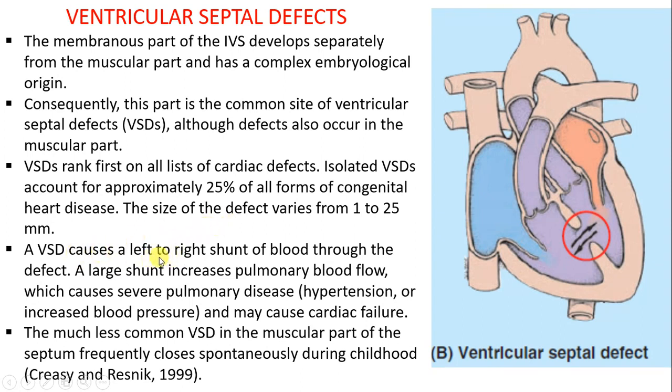A VSD will cause a left to right shunt through the defect. The blood will flow during systole from the left to the right side. A large shunt increases the pulmonary blood flow, which causes severe pulmonary disease. So when the blood flow through the pulmonary system is larger and more pressure is generated, there will be hypertension on the pulmonary side.